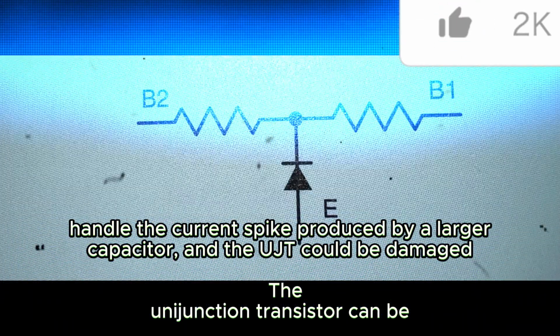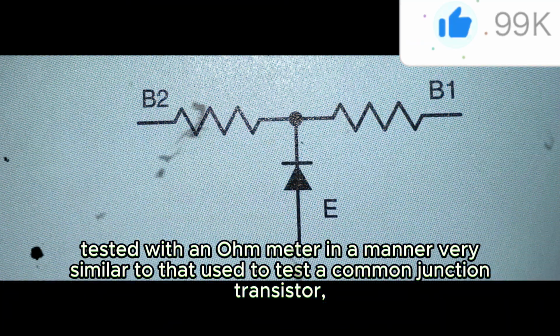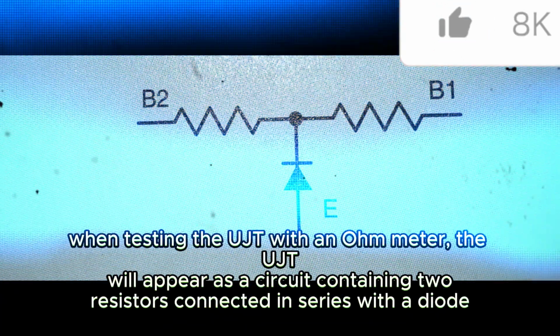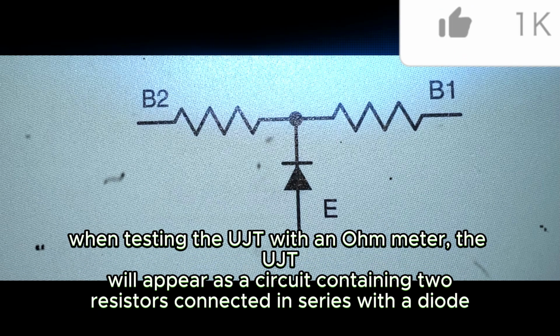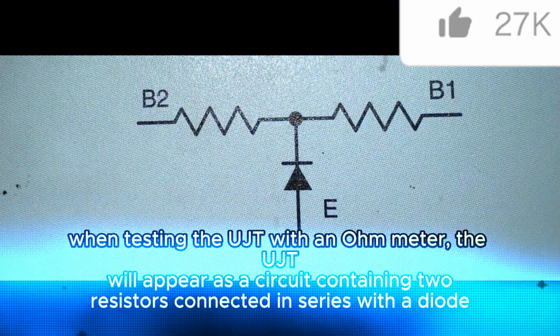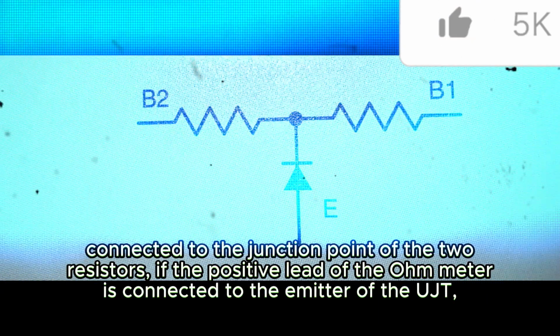The unijunction transistor can be tested with an ohmmeter in a manner very similar to that used to test a common junction transistor. When testing the UJT with an ohmmeter, the UJT will appear as a circuit containing two resistors connected in series with a diode connected to the junction point of the two resistors.